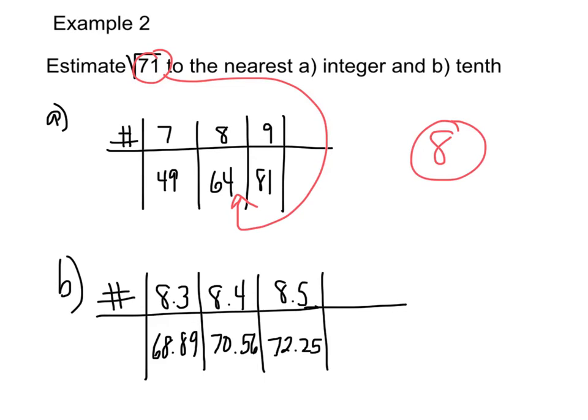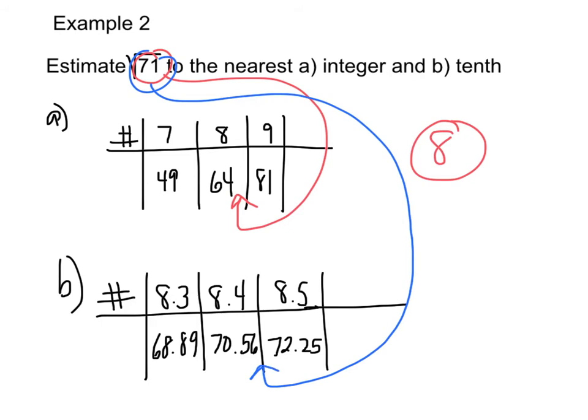Well, 71 is between 8.4 and 8.5. 71 is closer to 70.56. Therefore, to the nearest tenth, the square root of 71 would be closest to 8.4.